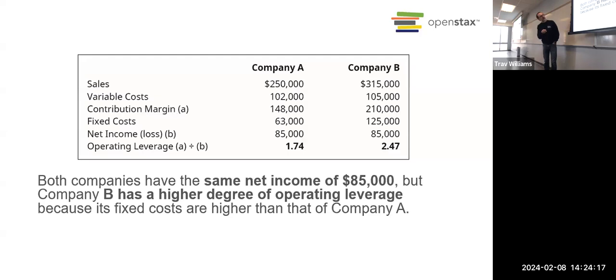In this case, both companies have a net income of $85,000, right? So why do they have different operating leverages if they have the same net income? Well, it's really the contribution margin, right? Because that's how we get the operating leverage. It's the contribution margin divided by the net income. So even though the net income is the same, it's the difference in contribution margin that gives the different operating leverage. Okay.